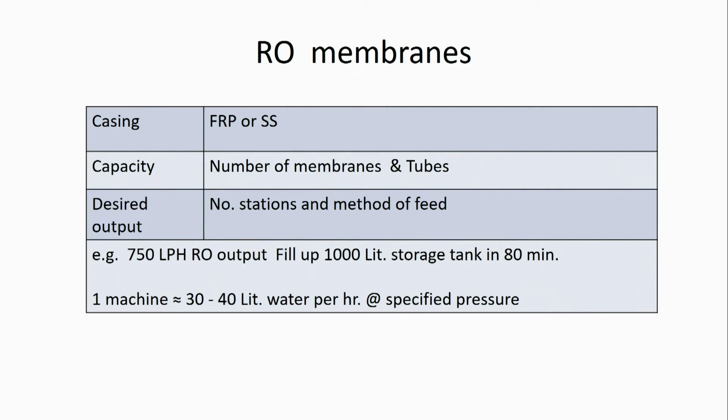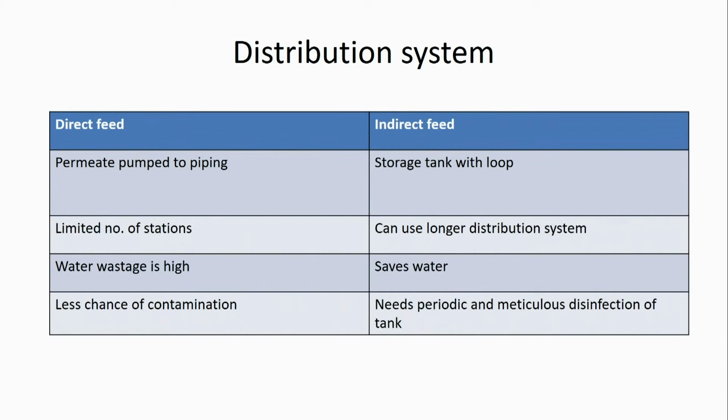And one machine needs around 30 to 40 liters of water per hour at specified pressure. So in direct feed, we should assure that this specified pressure is maintained throughout the piping system. Coming to the distribution system, it can be a direct feed system or indirect feed system. In direct feed system, the reverse osmosis permeate directly goes to the piping and distributes water to machines.